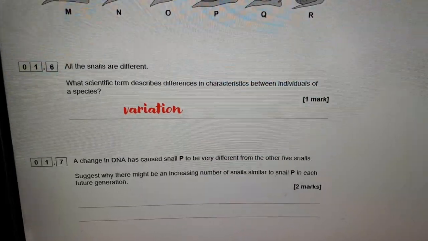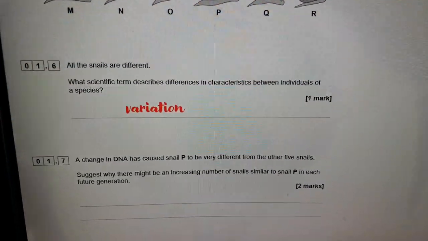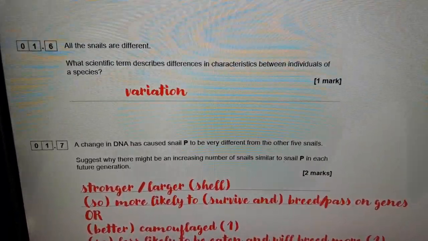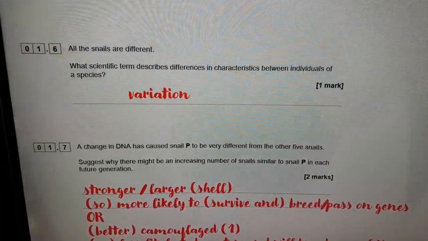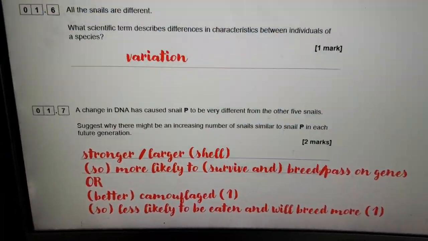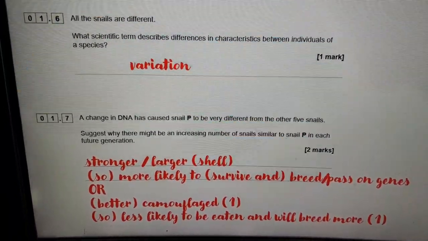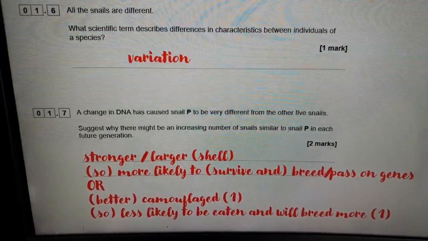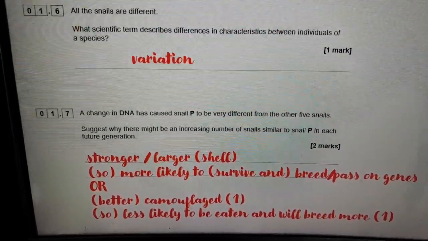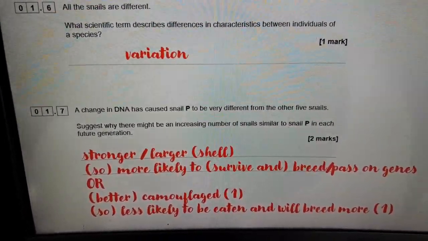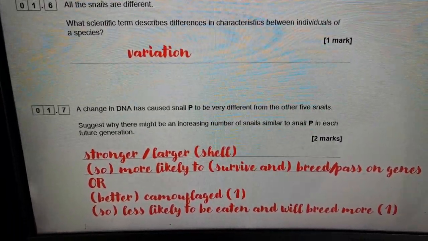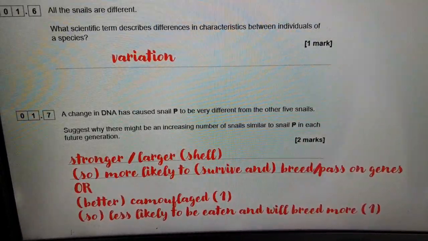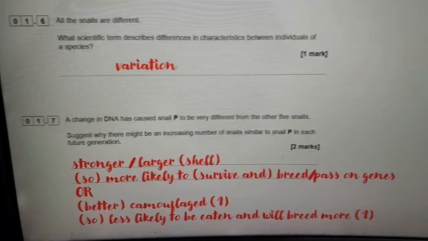The mark scheme, if you've not written it down, pause the video and do it. The mark scheme gives two potential ones: that it's stronger or larger, or it's got a bigger shell, so it can survive and breed, it can pass on its genes. Or you might say better camouflaged, so it's less likely to be eaten and will breed more. But as I say, if you go along the lines of it might be bigger because it can eat a different type of food, and so there's more food available to it, so it's going to be able to breed more and the others will die out because there's not enough food, that's not necessarily going to be wrong. But again, it's all about breeding. Make sure it's about breeding.